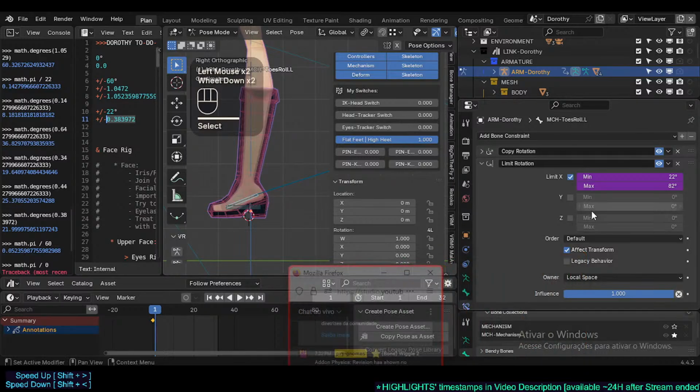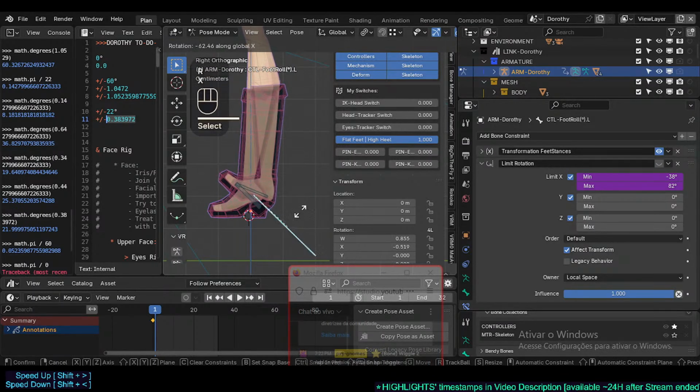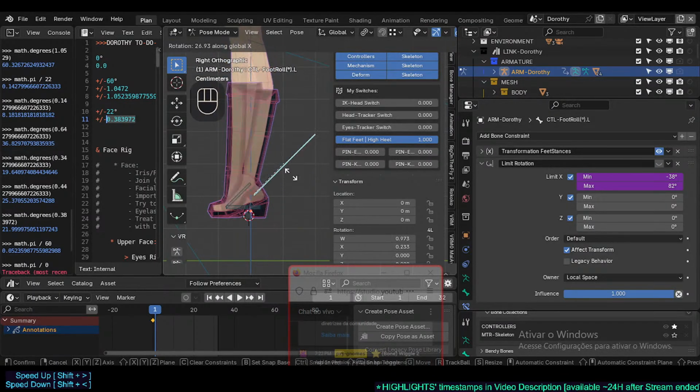There. Now this is the limit rotation of the other bone. Is it possible that this one is affecting the rotation of... Yeah, it is. There we go. So maybe we cannot lock this one, but we need to lock the others.